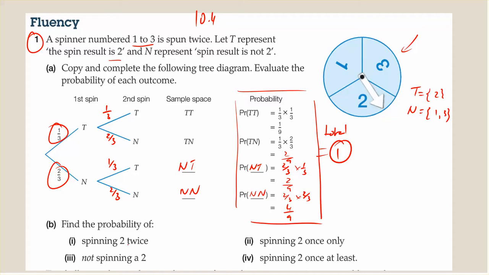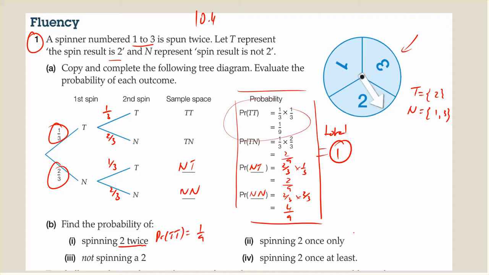Okay, find the probability of spinning 2 twice. Okay, 2 twice means getting 2 T's, right? Because T represents getting a 2. So the probability of getting a T and a T is 1 over 9. I'm just reading off the table, so that's 1 over 9.